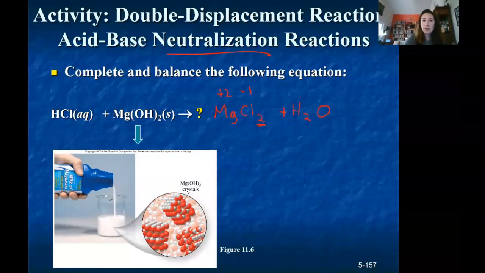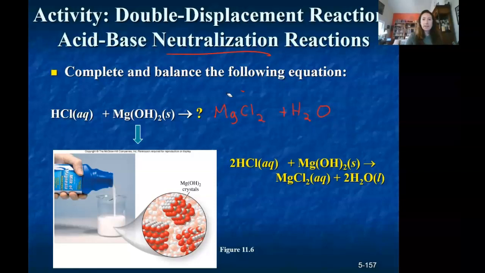That's why this 2 is here, right? And then, oh, can't forget to balance it. And now this aqueous, this one is a solid. Water is always a liquid. And if you looked up MgCl2 on your solubility table, it would say this is an aqueous. So this is a double displacement.